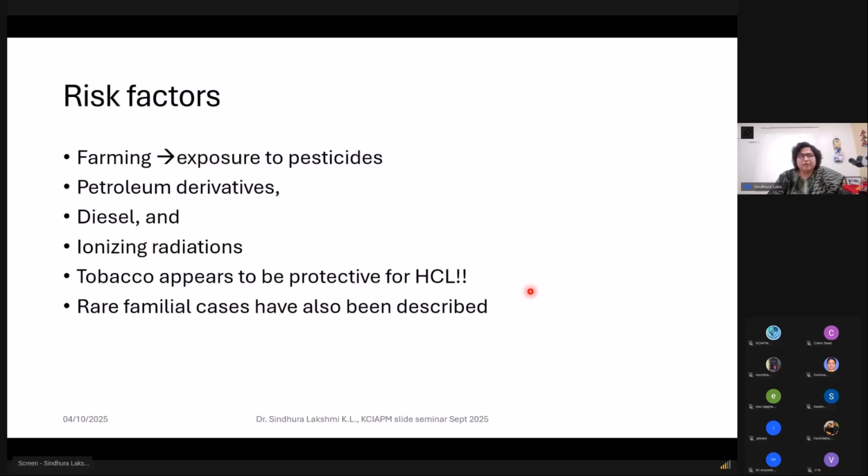So there may be several risk factors. It is not very uncommon in this part of the world, mainly because we're in agriculture-based countries like India, mainly because of exposure to pesticides, petroleum derivatives, diesel, ionizing radiations, etc. There may be occasional familial cases that are seen in the literature. Tobacco appears to be protective for HCL for reasons unknown.